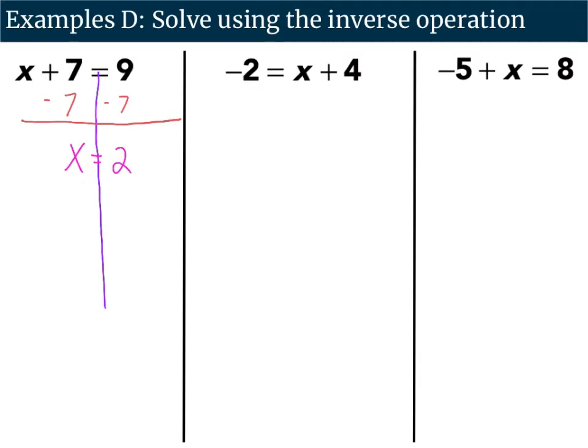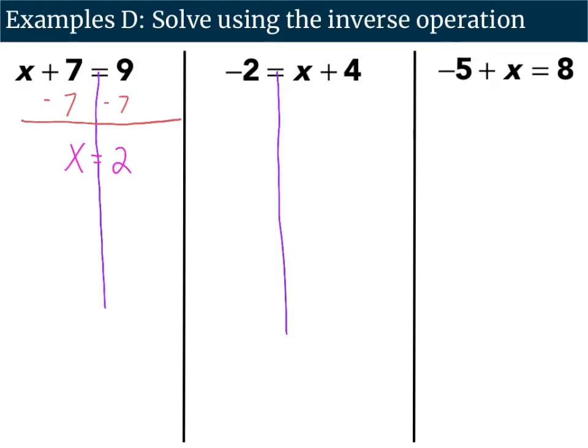And again, I can check that. Does 2 plus 7 equal 9? Yeah, it does. So I know that I got that equation correct. Let's take a look at the one in the middle. Again, I'm going to draw my wall down from my equal sign, and I've got x plus 4. I want to get the x by itself. It doesn't matter which side the x is on in any of these equations. I'm always trying to get the x by itself, or the variable by itself. It may not always be x.